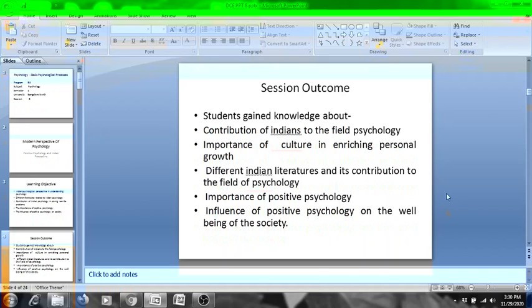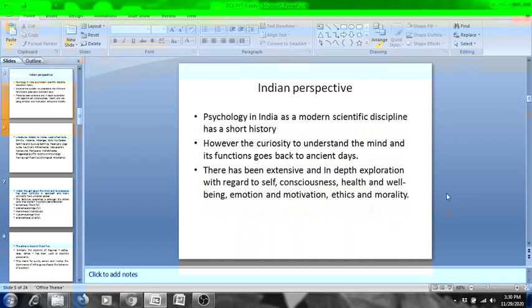Session outcome: students gained knowledge about contribution of Indians to the field of psychology, importance of culture in enriching personal growth, different Indian literatures and its contribution to the field of psychology, importance of positive psychology, influence of positive psychology on the well-being of the society.